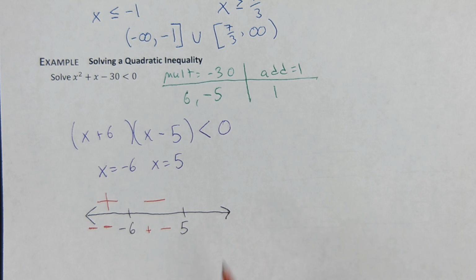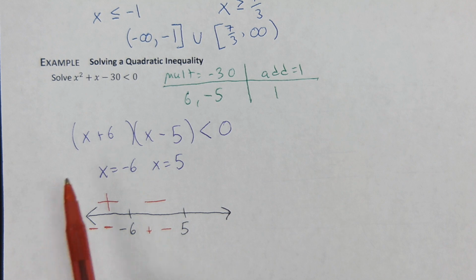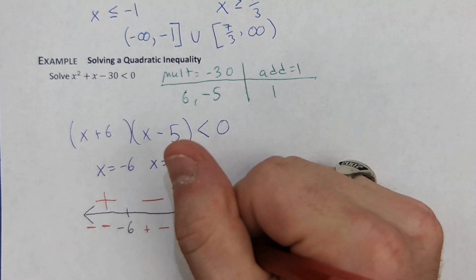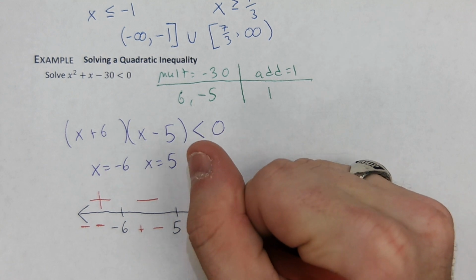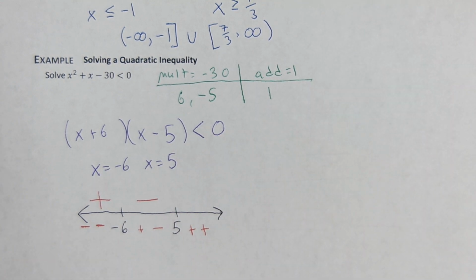And then obviously, check the last region. Any number bigger than 5. 6 feels good. 7, 8, 9, 10, doesn't matter. Any number bigger than 5. I'm going to go with 6. 6 plus 6 is positive. And 6 minus 5 is positive. And obviously multiplying two positive numbers gets you a positive result.